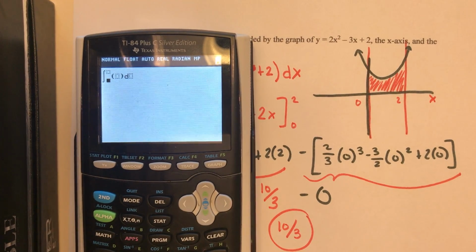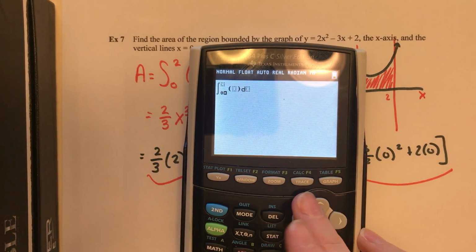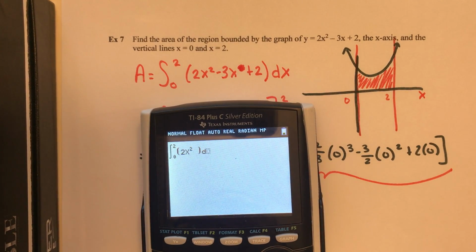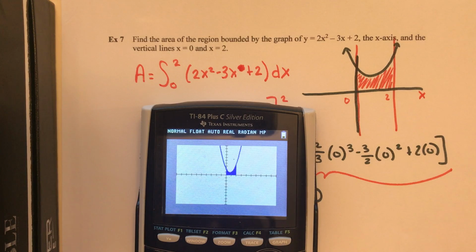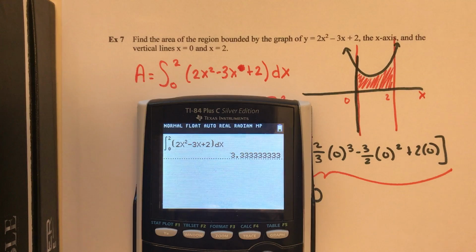If you have an 84, it's going to look fancy like this one. If you're using the Inspire, some of you have Inspires, you're going to go to Menu, Calculus, and then you'll see the integral there. You do it the same way then. If you have an 83, just hold up and I'll give you the directions for that. So you're going to type it in exactly how you see it. So you're going to put the little 0 in, the 2 up here. You're going to type your function in, 2x squared minus 3x plus 2, and then in the end, dx. And there we go, 3.3 repeating.